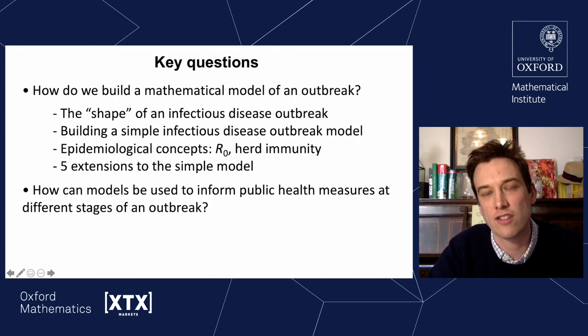So the first thing I'm going to address is, well, is there a characteristic shape of an infectious disease outbreak? And if so, that's something that's interesting because mathematicians are very interested in shapes. Then I'm going to talk about how we can build a very, very basic infectious disease outbreak model. I'll then talk about some epidemiological concepts that you might have heard about during the COVID-19 outbreak so far. For example, policymakers have been talking a lot about the basic reproduction number, or R0. And the concept of herd immunity has been in the news a lot. So I'll talk about those two ideas.